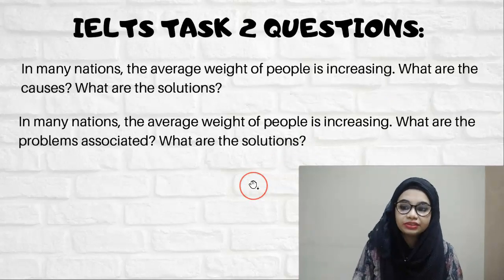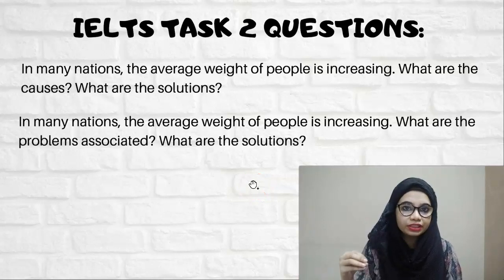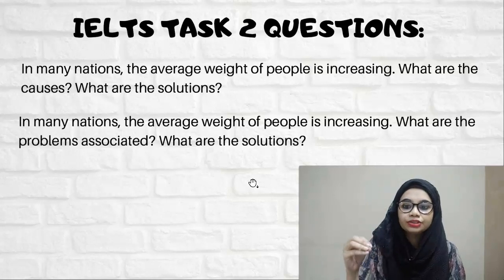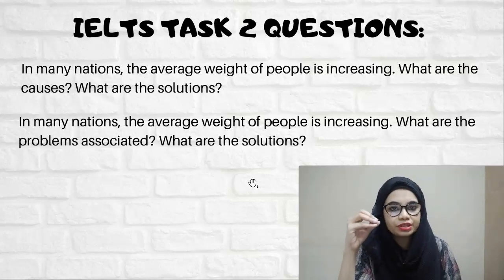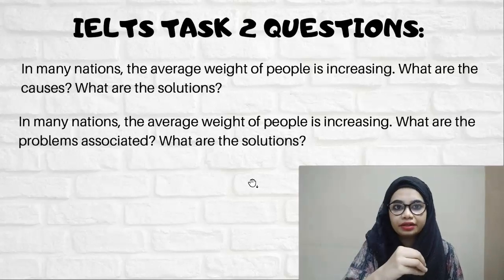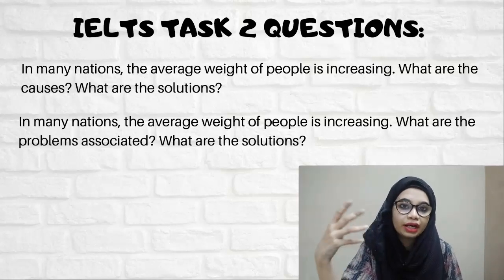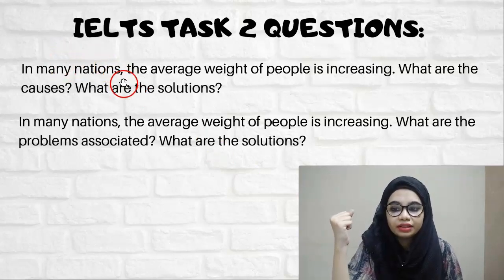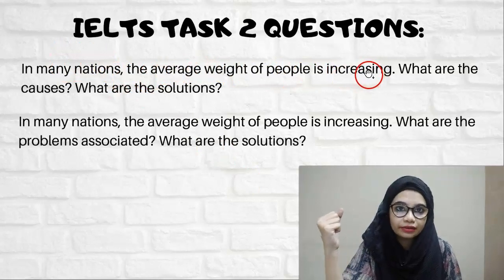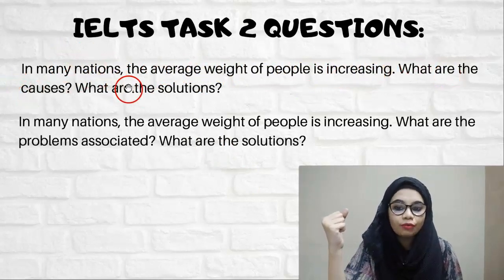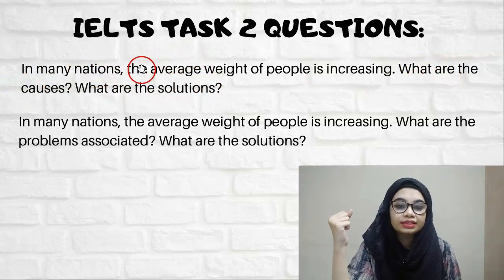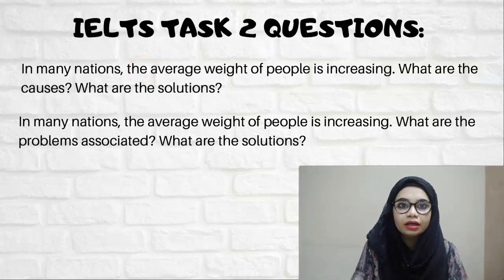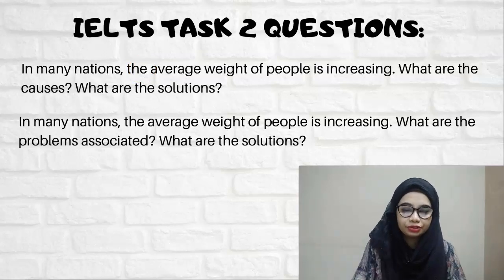IELTS task 2 questions. So we are going to understand the difference between the two categories using this question as an example. So we have the same concept in both the questions, but we have changed the category. This is how we are going to try and clarify how you will approach both of these categories. In many nations, the average weight of people is increasing. What are the causes? What are the solutions?